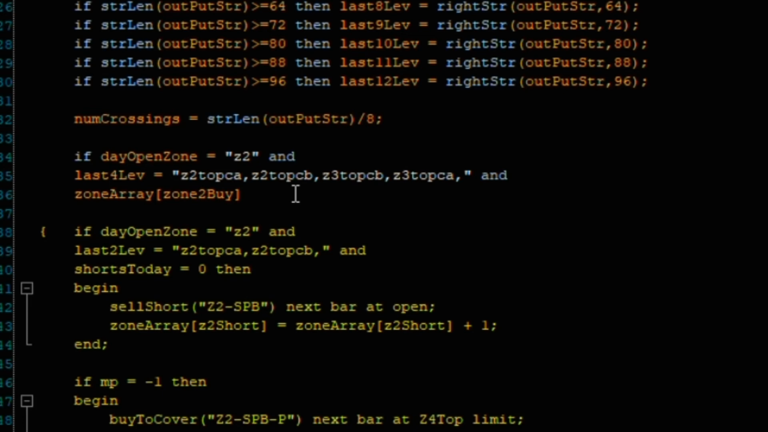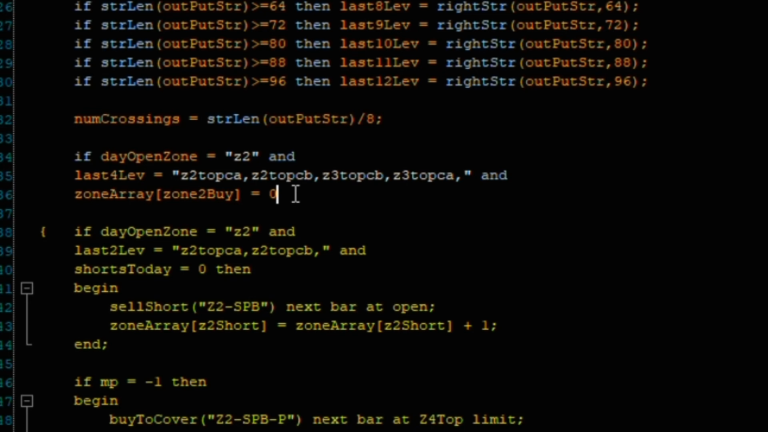So I'm going to test and make sure zone array indexed zone 2 buy is equal to 0. I don't want any trades in that zone today. If there has been, I don't want to take the trade. In this case, we won't because we're only doing 1 trade signal today. But to get used to it, just make sure you test, make sure that zone has the number or less the number of trades you want in that zone.